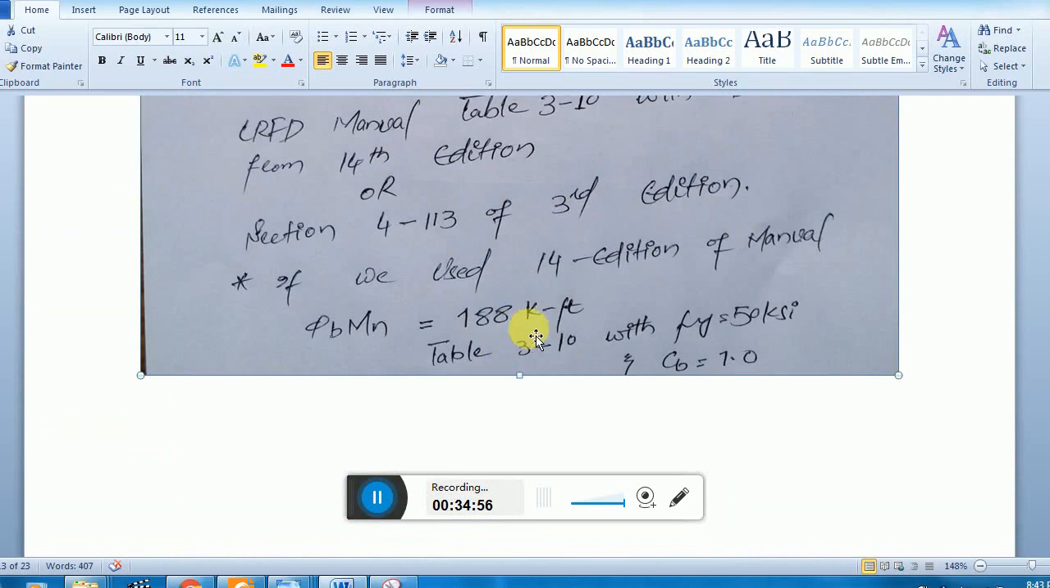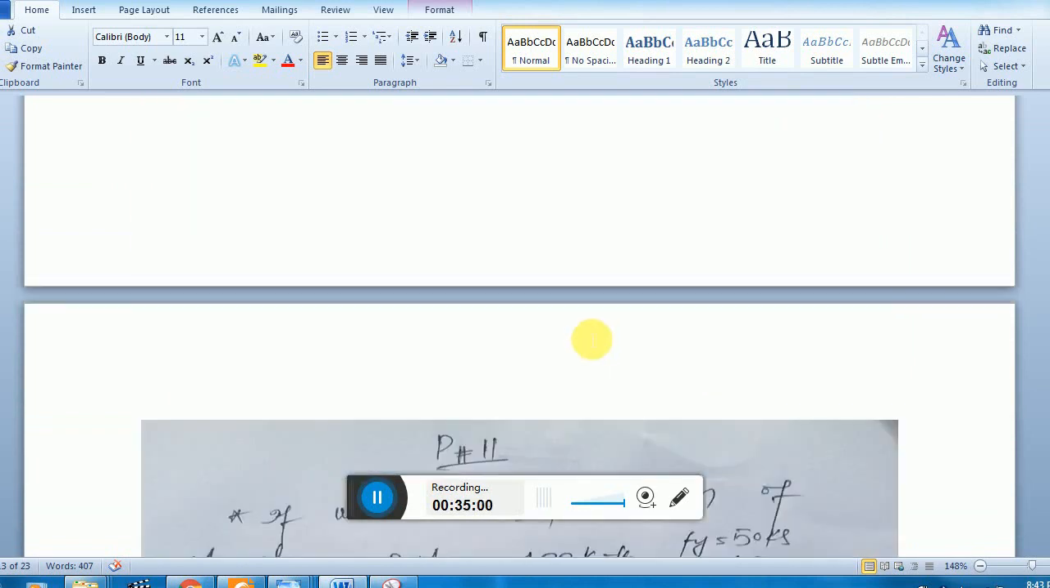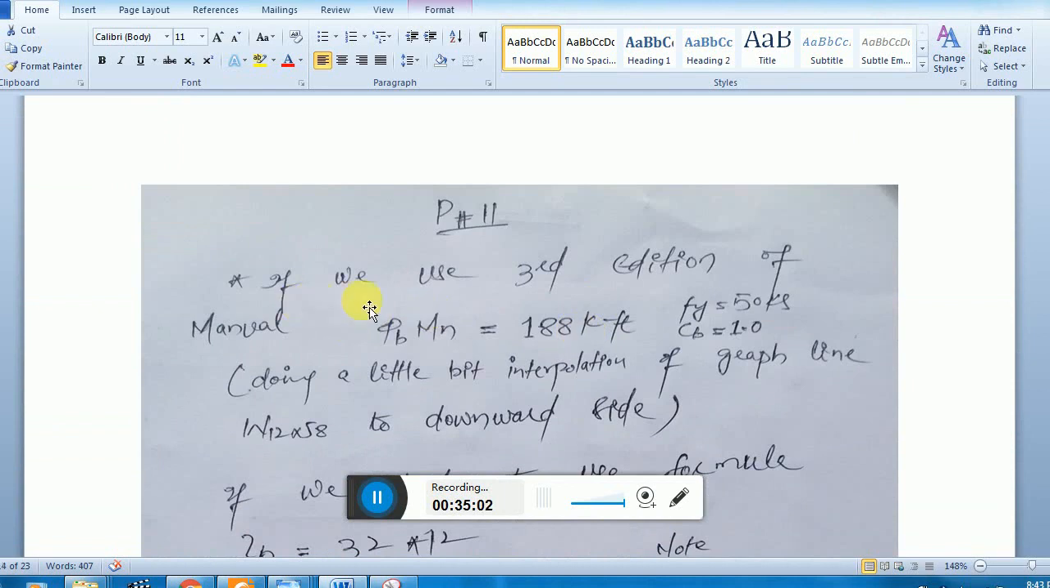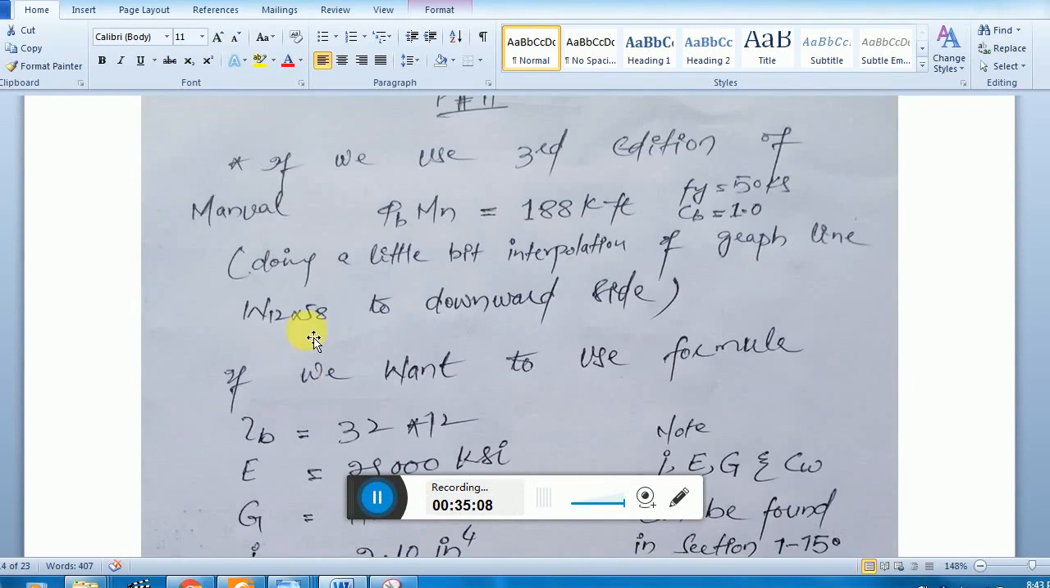Clear, from both tables, but for 1.0. Let's see if we use the third edition of the manual, by your 188, FY50 and this one. Doing a little bit of interpolation of the graph line, WFL, I already explained.